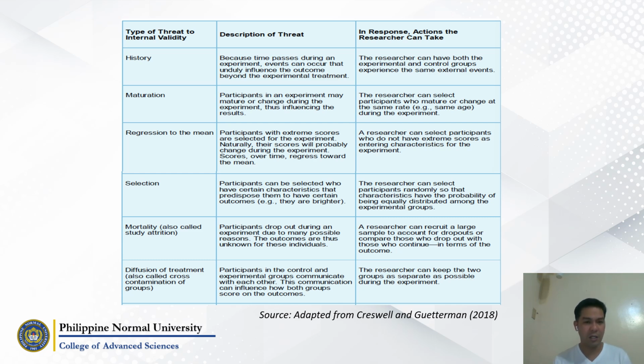Then we also have the regression to the mean. So participants with extreme scores are selected for the experiment. Naturally, their scores will probably change during the experiment. Scores over time regress toward the mean. So our researcher can select participants who do not have extreme scores as entering characteristics of the experiment. So dapat nasa the same scope sila, no? Nasa the same level of cognitive para wala tayong mangyayaring regression to the mean.